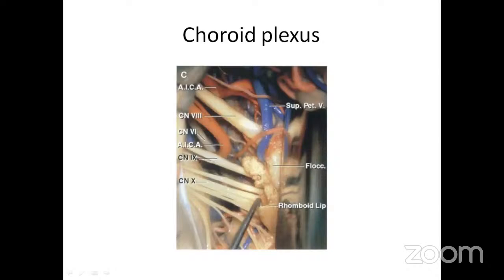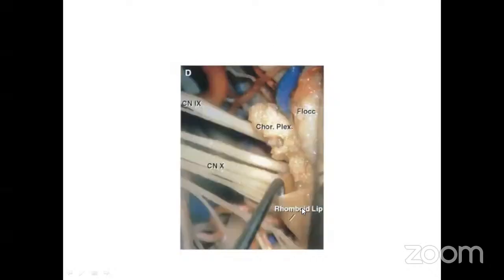This diagram is showing choroid plexus. This is the choroid plexus that is protruding through the foramen of Luschka. Anterior to the choroid plexus is the flocculus. A rhomboid lip. In the next diagram, this is an enlarged view. Rhomboid lip is actually a neural pouch that is on the anterior aspect of the lateral recess. So a nerve hook has been placed in the rhomboid lip. This is the choroid plexus that is protruding through the foramen of Luschka.